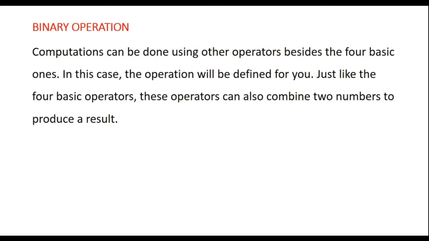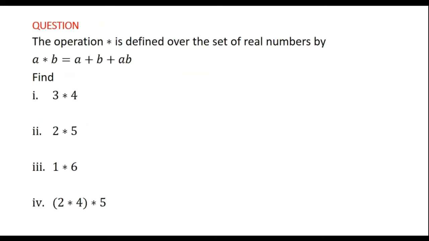So we are going to look at an example. Here, a question has been given to us and an operation, which is star, has been given to us. Now in this case, when this operation is given to you, it will be defined for you. So here, star has been defined for us, and the definition is that a star b is equal to a plus b plus a times b. So this is the definition of star for us.